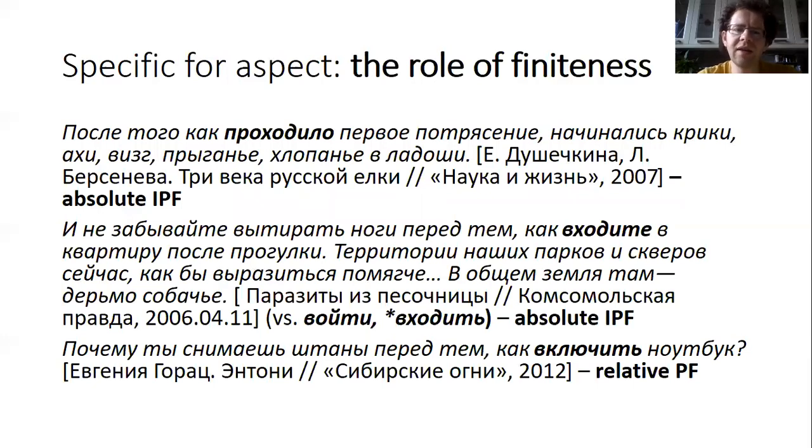Let's show this on three examples. The first of them contains a subordinate после того как, after, and the second and the third of them contain the subordinate перед тем как, before. So the first example, после того как, is only compatible with finite clauses. If both situations are repeated, repeatedness is marked on both clauses, начинались and проходило. So we have here an absolute aspect interpretation, absolute imperfective.